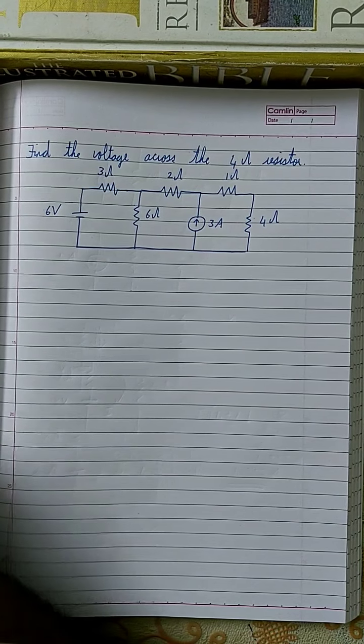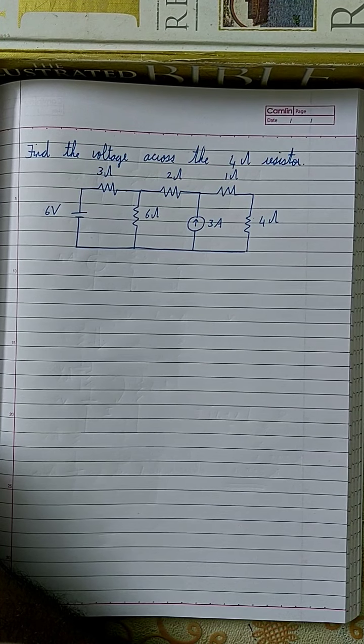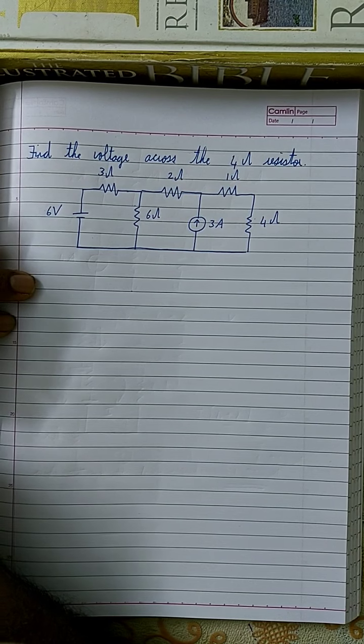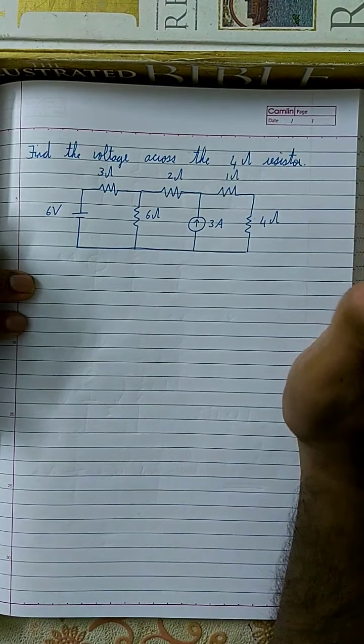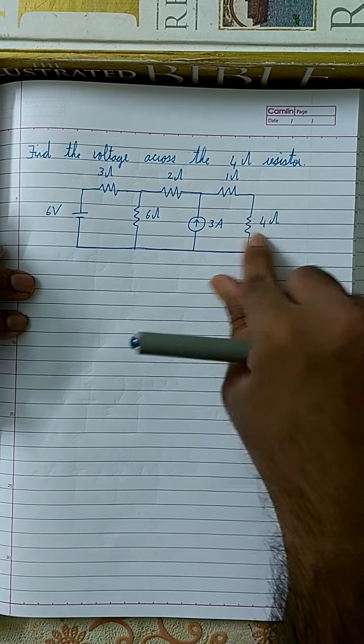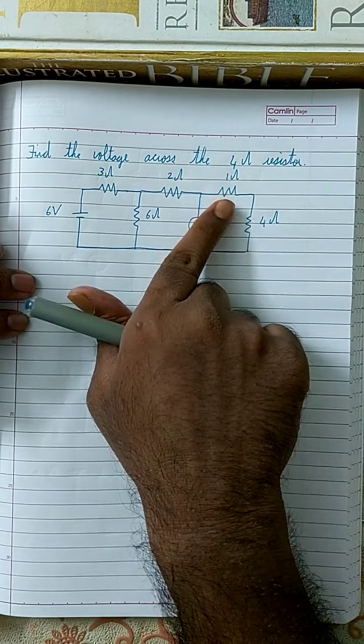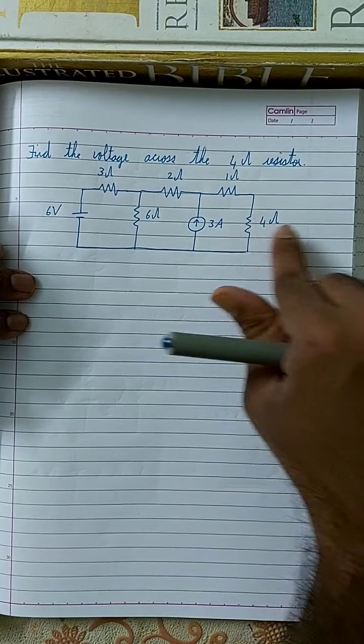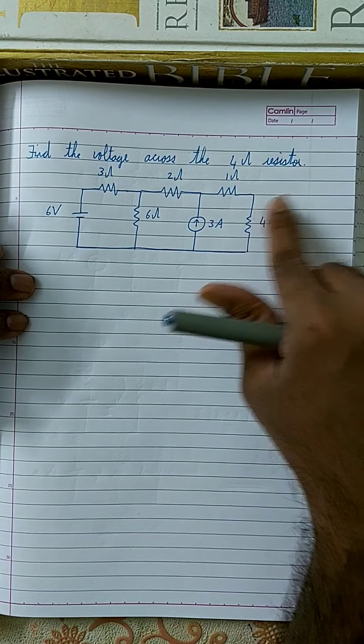So now let's do this question. Find the voltage across the 4 ohm resistor. Okay, so here, if you want to apply source transformation, this 4 ohm resistor is over here, right? So do not touch this resistor, and you can apply source transformation anywhere except to this element. Do not make any change to this element.